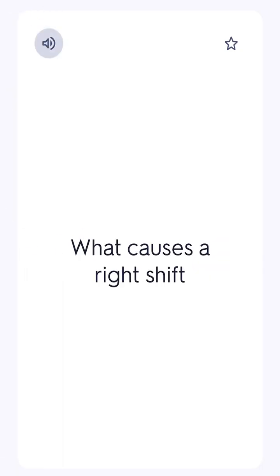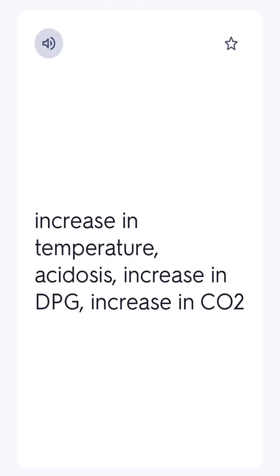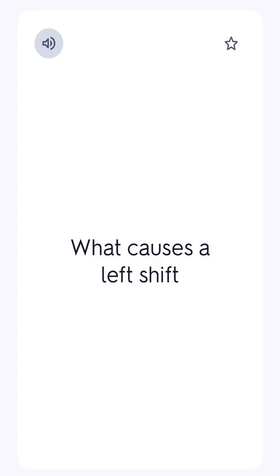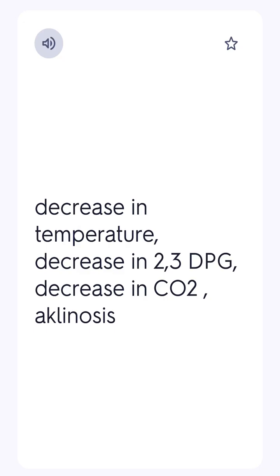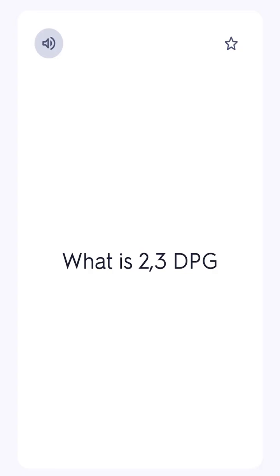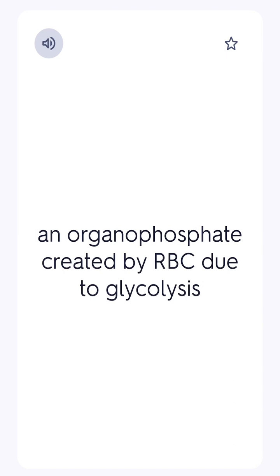What causes a right shift? Increase in temperature, acidosis, increase in 2,3-DPG, increase in CO2. What causes a left shift? Decrease in temperature, decrease in 2,3-DPG, decrease in CO2, alkalosis. What is 2,3-DPG? An organophosphate created by RBCs due to glycolysis.